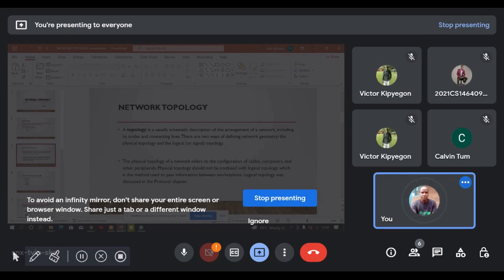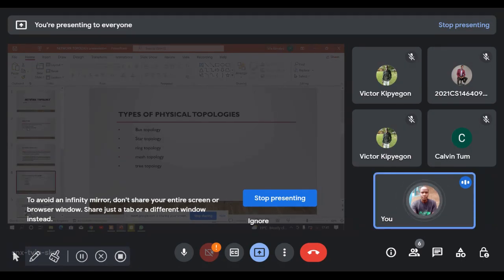Can anyone try to tell us any type of physical topology that he or she knows? Any trial? Mesh topology, yes, you have the mesh topology. Other trial? Bus topology, pardon? Bus topology. Yeah, we have the linear bus topology. Okay, here are some of the physical topologies.